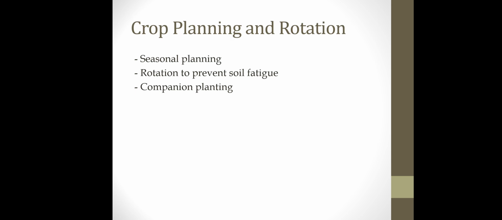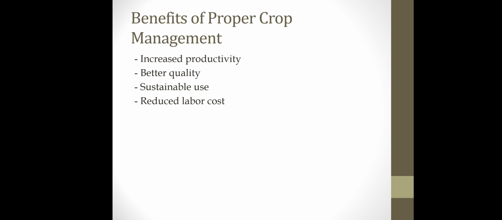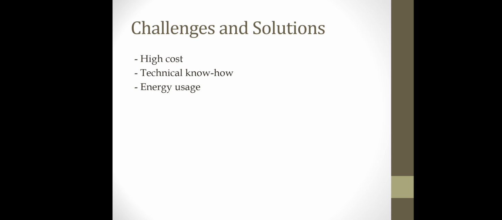For crop planning and rotation, we plan for a crop and then rotation is used for seasonal planting, rotation to prevent soil fatigue, and companion planting. So what are the benefits of proper crop growth management? Increased productivity with better quality, sustainable use, and reduced labor cost.